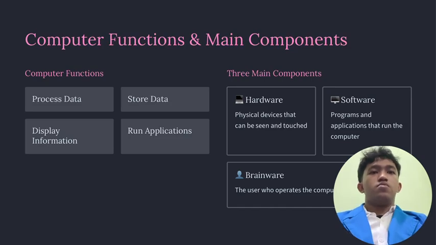The first, hardware. The physical devices we can see and touch directly. Software, the programs and applications that run the commands on the computer. Brainware, the human being who operates the computer. Without any one of these three, a computer simply can't function properly.